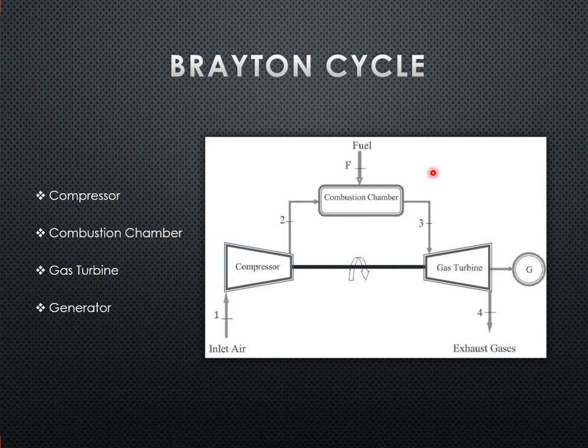This is a diagram of the basic Brayton cycle. The Brayton cycle is also called the Joule cycle. The Brayton cycle uses atmospheric air and fuel, generally natural gas. The components of the Brayton cycle are an air compressor, a combustion chamber with a fuel input, a gas turbine, and a generator. The compressor and the gas turbine have a common shaft.